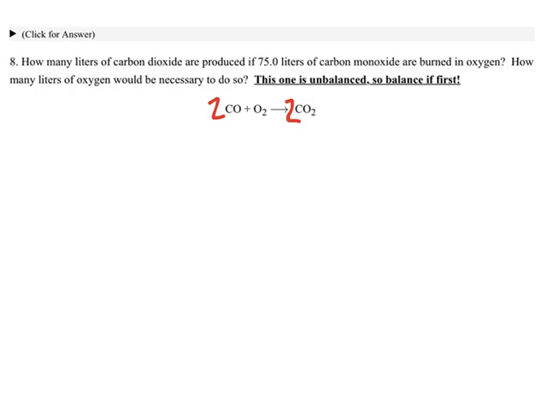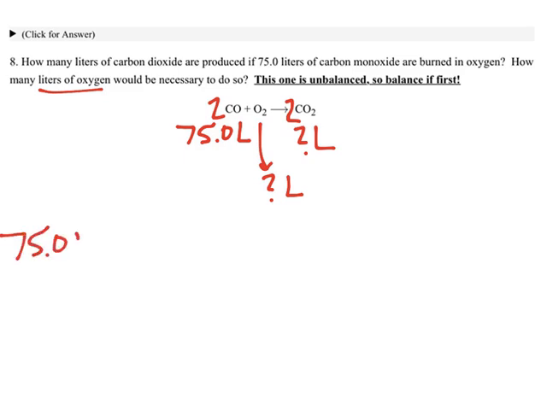So let's try the question now. How many liters of carbon dioxide, that's this one right here, so question mark liters, are produced if 75 liters of carbon monoxide are burned? Then it also asks how many liters of oxygen would be necessary to do so. So really, we're solving for both of these. We'll have to do 2 problems here, but I bet we can find a shortcut.